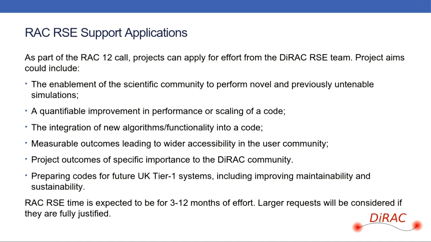Other outcomes generally, which are of specific importance to the DiRAC community, would be helping in joining up communities and bringing different development groups together and things like that. Also, looking at preparing codes for future tier one systems such as DiRAC. So that's potentially different processor technologies, improving the maintainability and sustainability of the code so that it can be more reactive and more usable going forward to new resources. These sorts of projects through the RAC are expected to be for around 3 to 12 months of effort. Larger requests can be considered and have been awarded in the past, but they have to be fully justified as to why you need that longer period of effort rather than the standard amount.